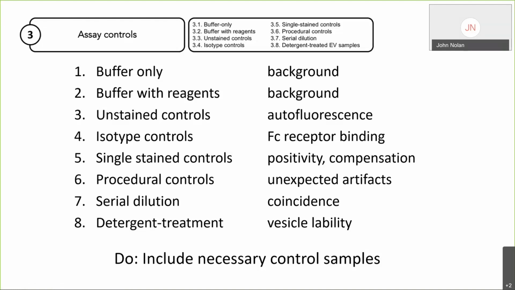So it's a lot of controls here. But as I mentioned, each of them is designed to address a particular kind of artifact that can appear and confound interpretation. So for me, and I think for a lot of others in the group, it's hard to imagine being able to interpret an EV flow cytometry experiment without being able to see these control experiments. So they're really important for validating an assay.